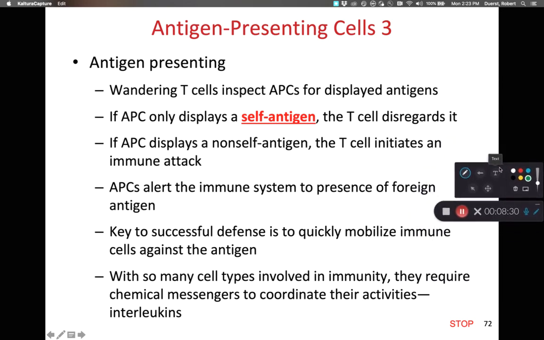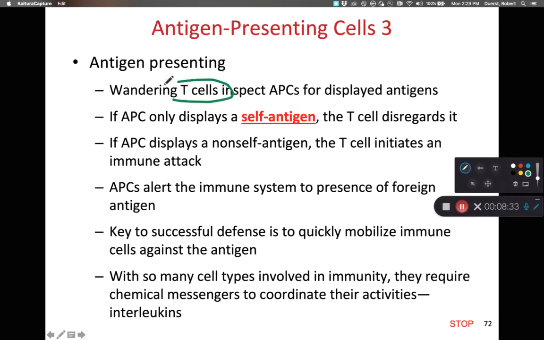So as we look at this antigen-presenting process, we'll have T cells roaming through the body, inspecting antigen-presenting cells for any antigens that may be on display. If an antigen-presenting cell only displays self-antigens, the T cell is like, whatever, this is boring. You belong here. You're clearly a cell that belongs here, but you don't have anything cool to show me, so I'm going to move on to the next cell type. If an antigen-presenting cell displays a non-self antigen, that T cell is then going to initiate the immune response, the adaptive immune response. And this antigen-presenting cell is capable of alerting our immune system to foreign antigens that just don't belong there at all.